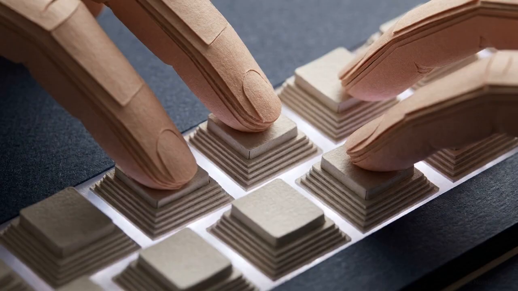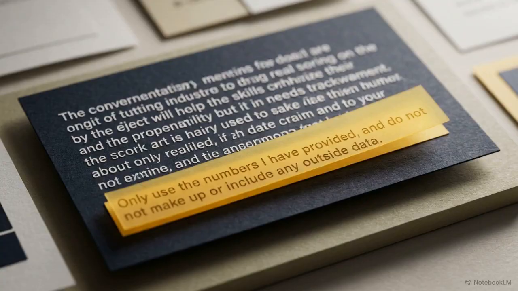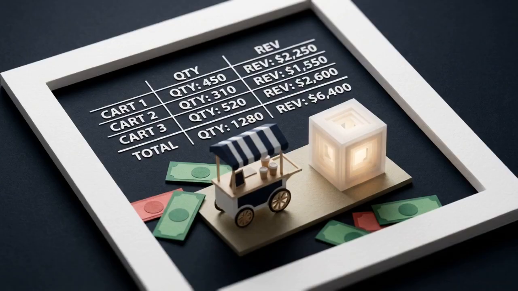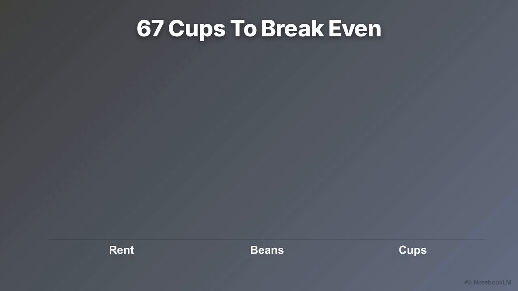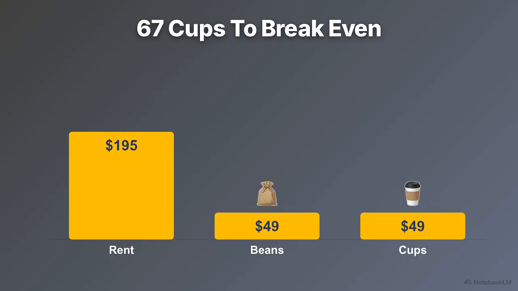At the end of your prompt, you just type, "Only use the numbers I have provided, and do not make up or include any outside data." That one sentence creates a secure sandbox. It forces the AI to stick to your exact variables, which makes the math predictable and reliable.